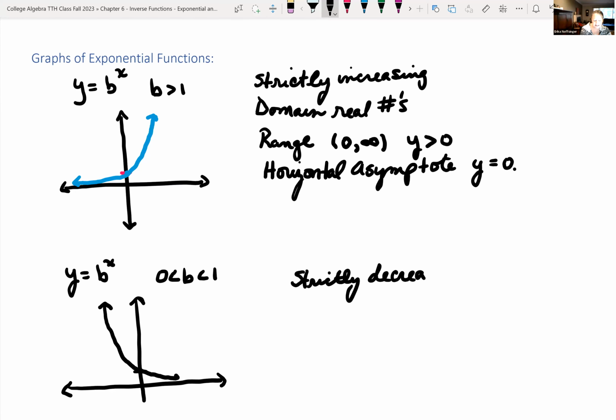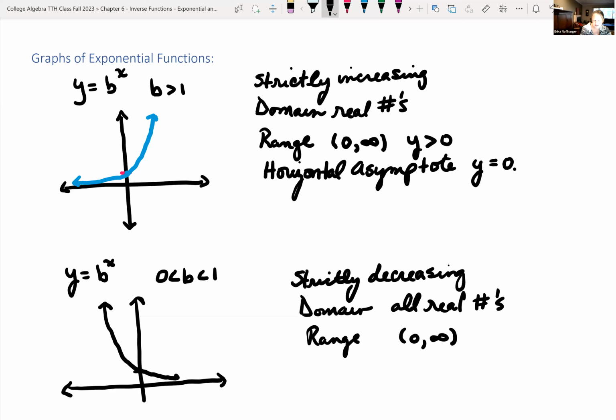Our domain is still all real numbers. Our range, we're still getting all y values bigger than 0. So 0 not including to infinity. And we still have a horizontal asymptote at y equals 0. So those are what the graphs of exponential functions look like, and you should be kind of familiar with that shape.